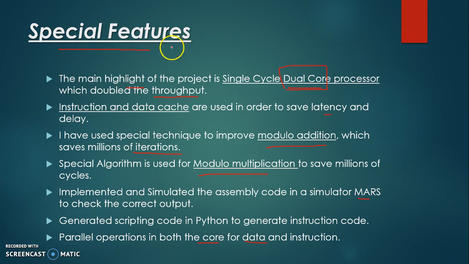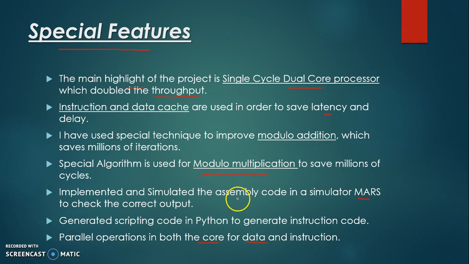Now let me enlist some of the special features of my processor. Initially I started with a single cycle processor, but the throughput was very low. Hence I decided to optimize it. So now I have designed a single cycle dual core processor, which actually doubled my throughput from the single cycle processor. I am also using an instruction and data cache which saves latency and delay. I am using a special technique in my code to do modulo addition which has saved millions of iterations. I am using a special algorithm for my modular multiplication which again saves millions of cycles.